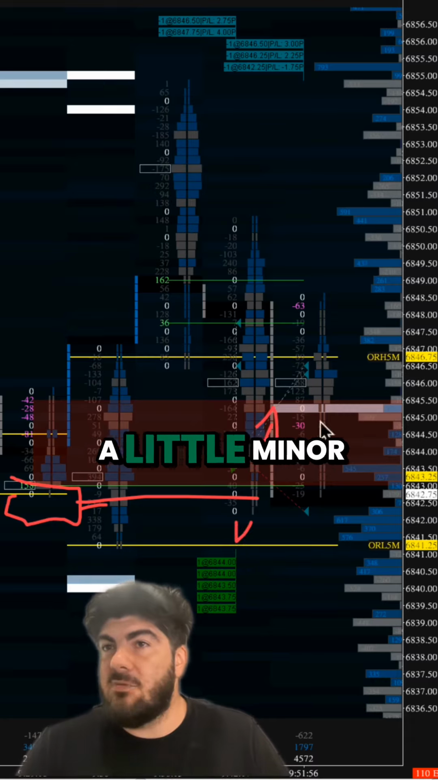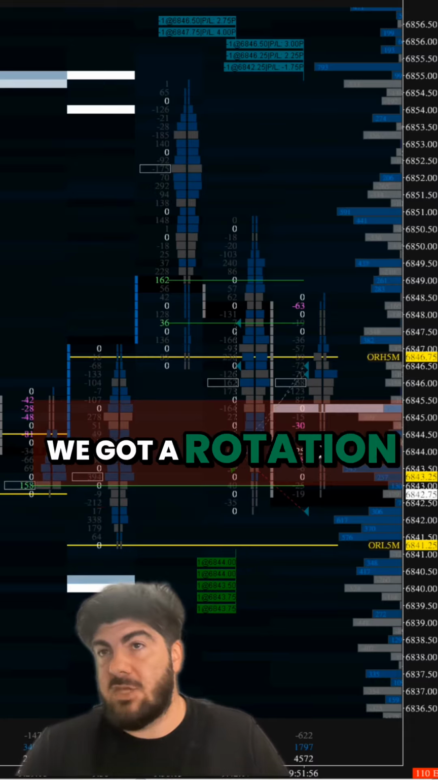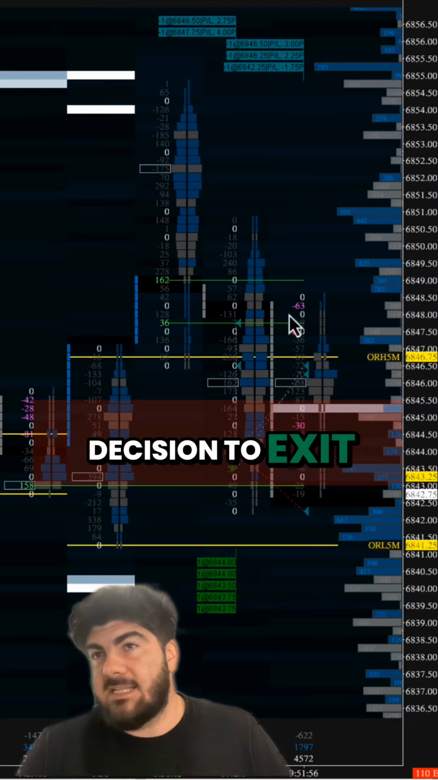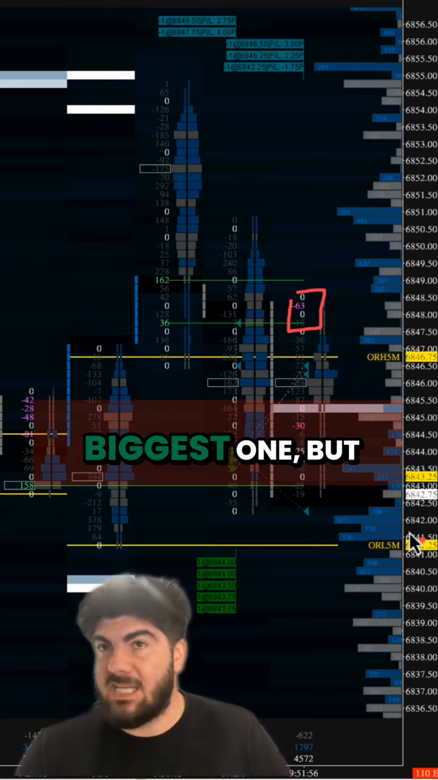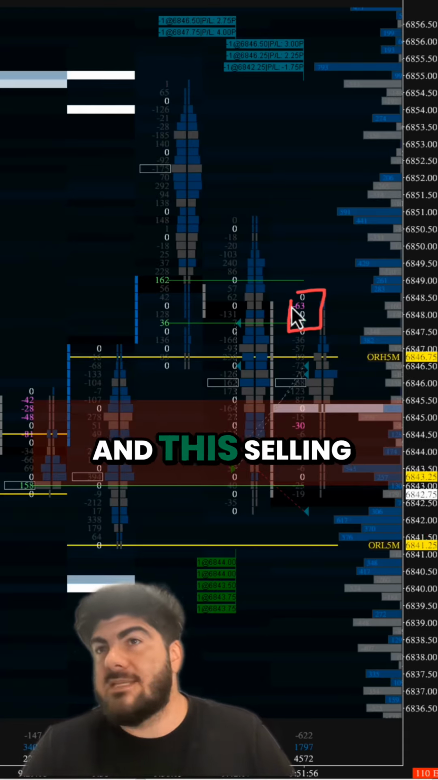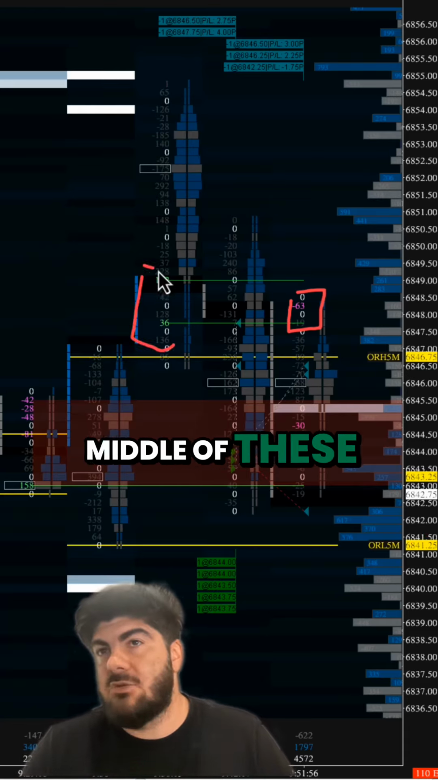Now we did see a little minor move in the direction. We got a rotation upward, and the decision to exit this trade happened when we got a massive sell imbalance here. It isn't really the biggest one, but it is still fairly large. And this sell imbalance occurred right in the middle of these two prior buyers.